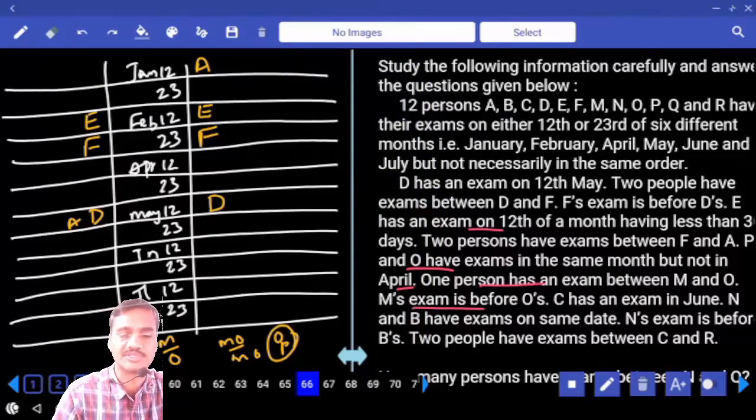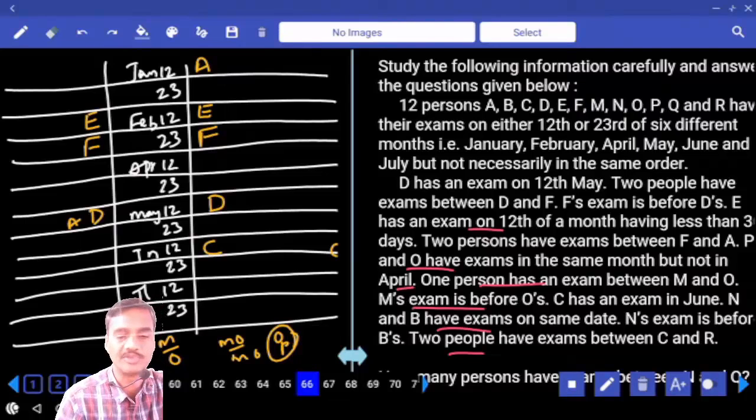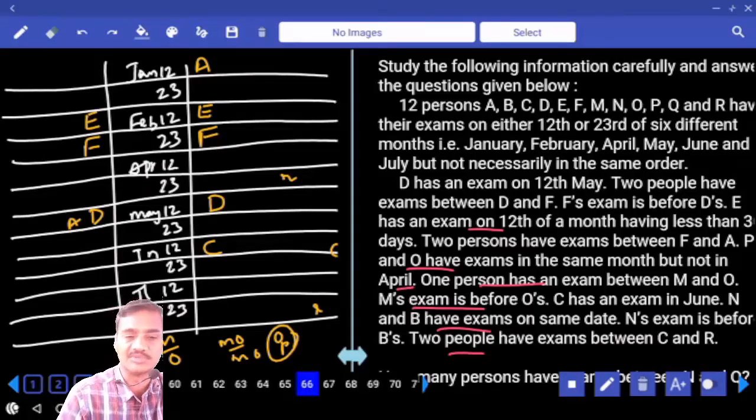C has an exam in the month of June. Now C in the month of June, and N and B have exams on the same date. N as well as B. And 2 people have their exam between C and R. Now between C and R, there must be exactly 2 people. If C is here, 2 people between C and R is not possible. C cannot be at this place, C must be here. Now if C is here, 2 people between C and R, R can be here or R can be at the last. Then O and P must be in the same month. O and P cannot be in the month of April, cannot be in the month of June. Hence it must be in the month of July.